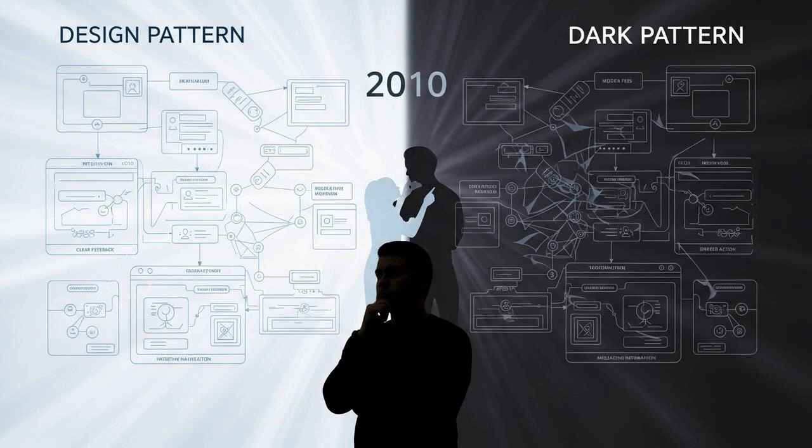Dark patterns are the evil twin of design patterns, which are helpful, reusable solutions for common problems in software. Dark patterns, on the other hand, are reusable solutions for deception. They come in many forms, so let's break down some of the most common types.